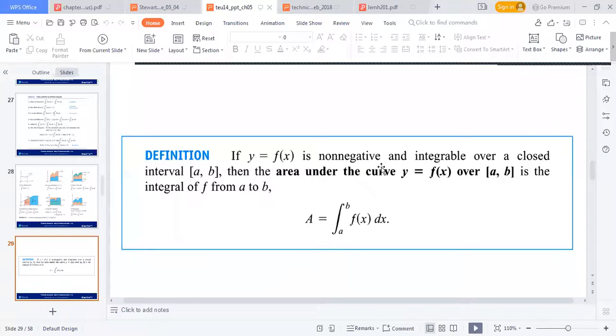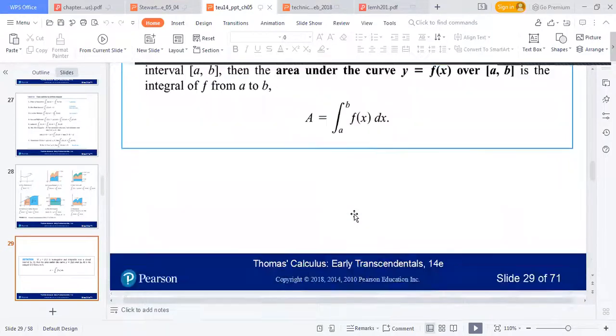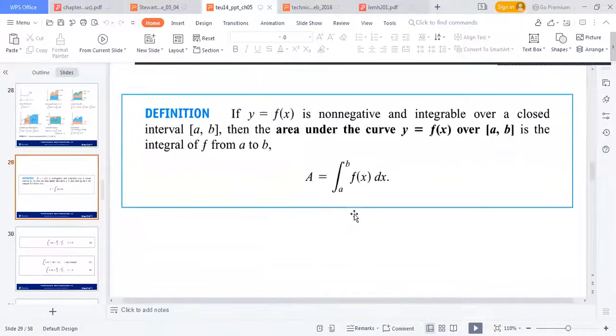If y equals f of x is non-negative and integrable over a closed interval AB, then the area under the curve y equals f of x over the same interval AB is the integral of f from A to B. That means the integral from A to B of f of x dx gives this area. This area may be a consumer surplus or producer surplus in economics. You have to use the definite integral for finding consumer surplus and producer surplus, and also to find total profit, total revenue, and total cost. So in business, we have to use this concept.